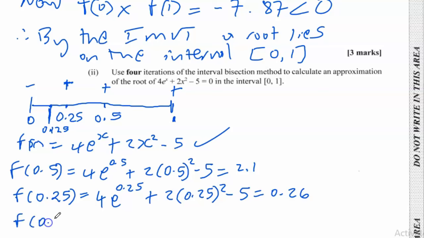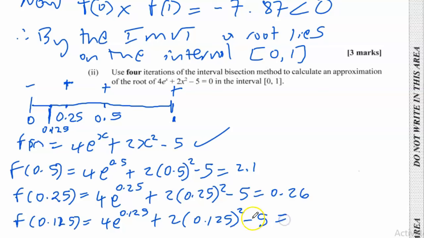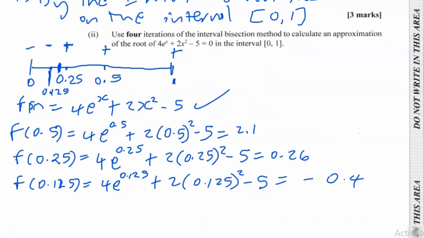So f of 0.125, replace x with 0.125 in the function. So it's 4e to the power of 0.125 plus 2 times 0.125 squared minus 5, and I am getting negative 0.4. So f of 0.125 is giving me a negative number. So we know the root lies between 0.125 and 0.25. We're going to average them, and we'll get 0.1875.